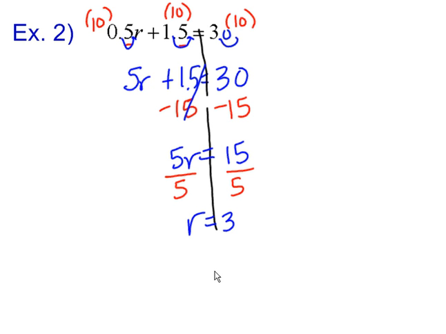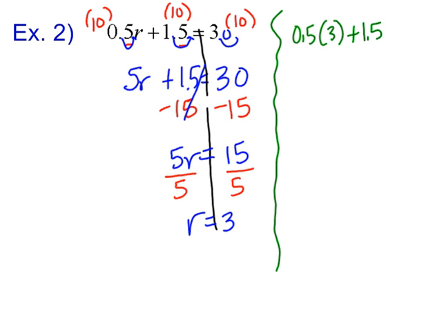Okay? And again, I have to check it, right? So I have 0.5, and instead of r, I'm going to put the number 3 there, plus 1.5 equals 3. So we're going to check 3 times 0.5. Well, I can work on a side, right? So 3 times 0.5. I know 5 times 3 is 15, and because of that one decimal, it's going to be 1.5. So I'm going to change it to 1.5 plus 1.5 equals 3.